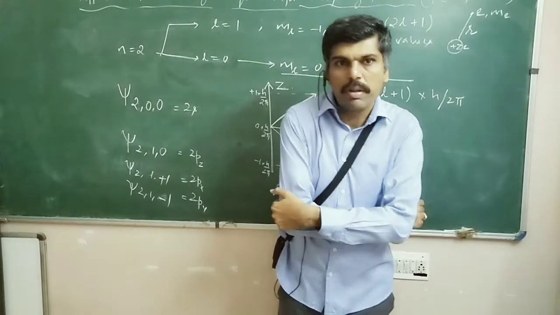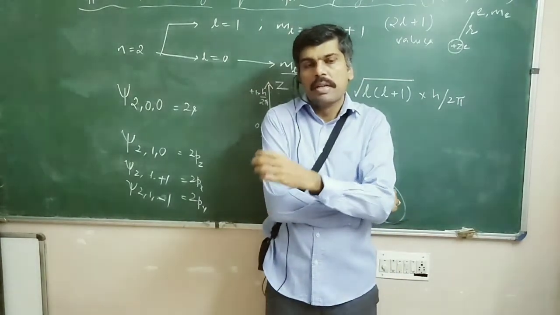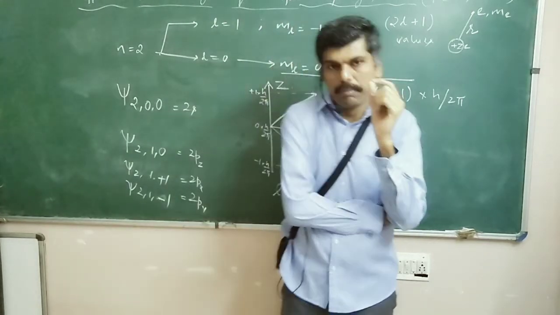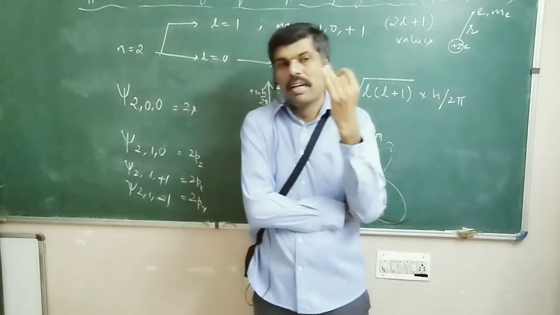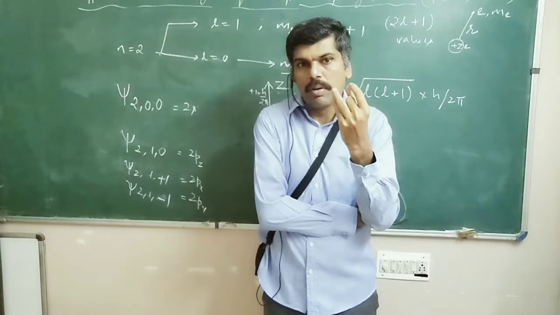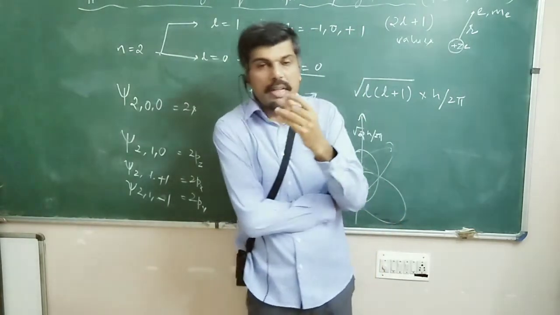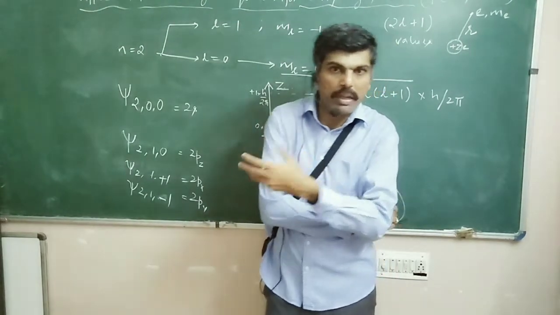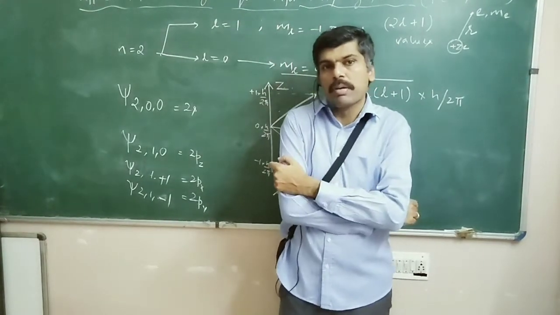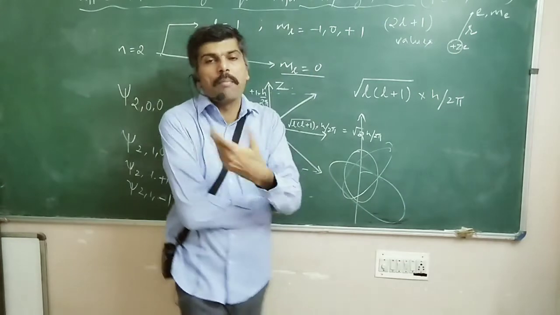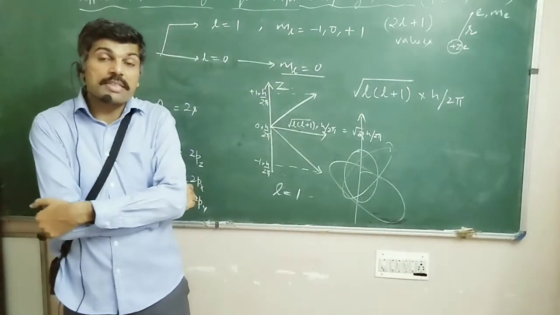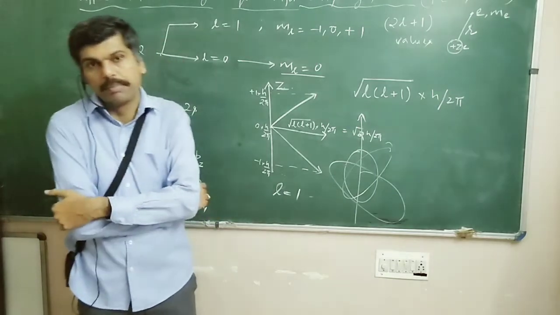The first quantum number, namely the principal quantum number, tells us the energy of the orbital. Secondly, the azimuthal quantum number or the orbital quantum number tells us about the angular momentum of the electron orbit or orbital. And the magnetic quantum number tells us about the z component of the orbital angular momentum. In other words, it tells us the orientation of the orbitals.